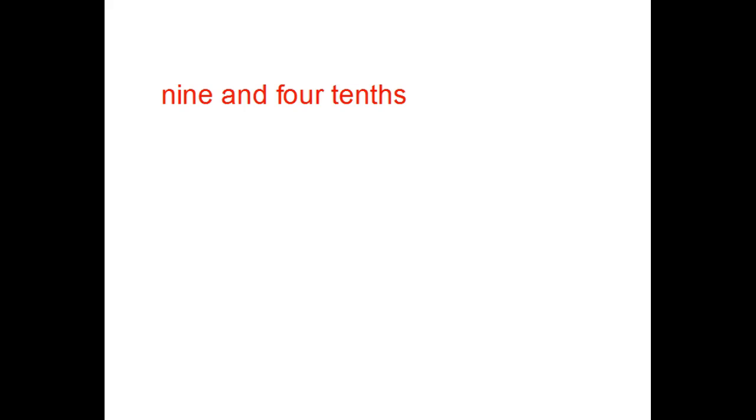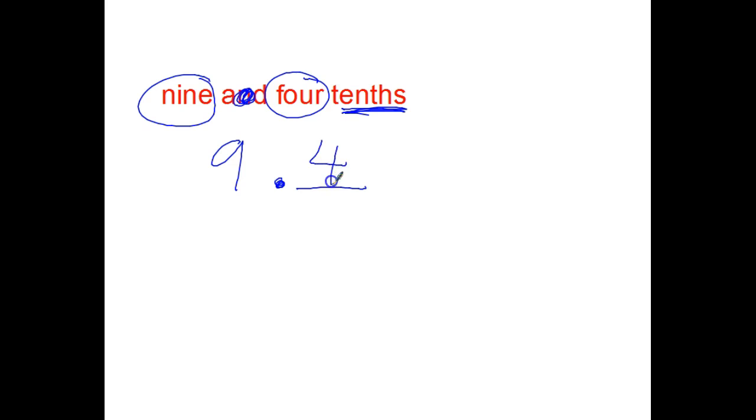Let's try another one. Big decimal point on and. Tenths tells me there's only going to be one spot after my decimal. So in front of my decimal point, I got 9. And I've got my chunk 4 to write in there. 9 and 4 tenths.